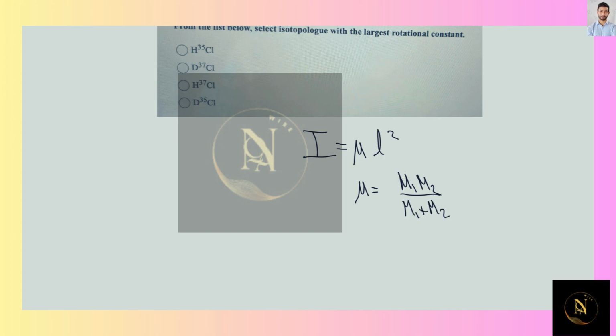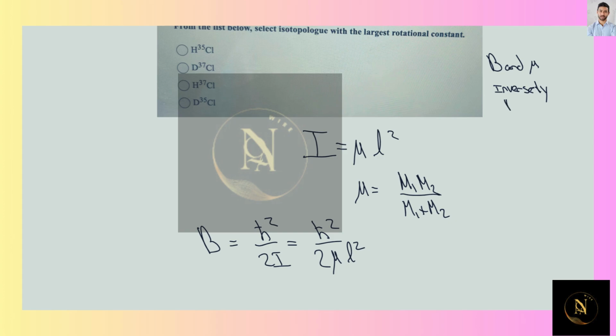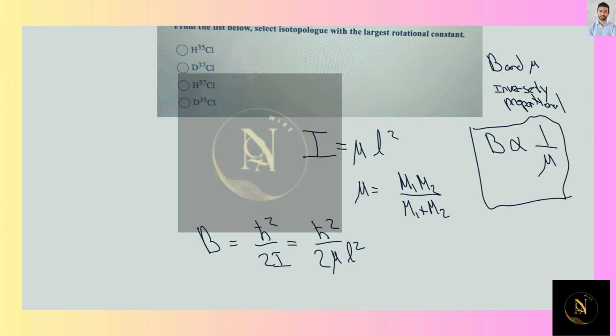The value for the rotational constant is going to be equal to h bar squared divided by 2 times the moment of inertia. So this is going to be equal to h bar squared divided by 2 times mu times L squared, where L is the distance between both of the atoms. So that means that B and mu are inversely proportional to each other. Another way to put this is that B is going to be proportional to 1 over mu, directly. Okay? So now the only thing that we need to do is to calculate mu.